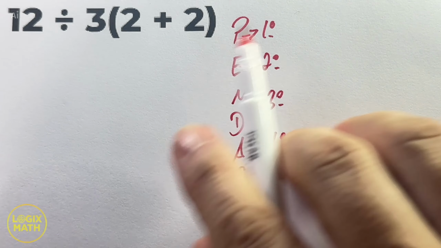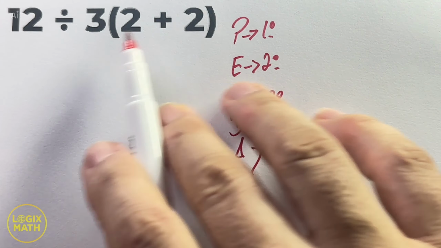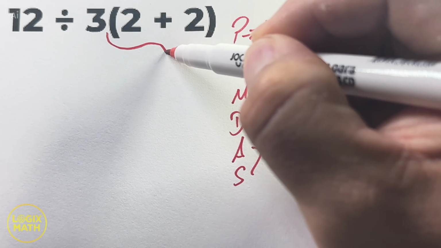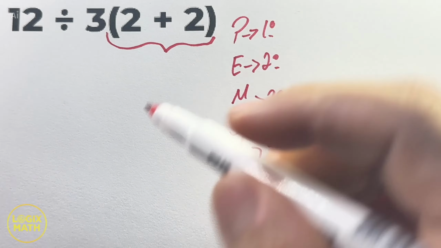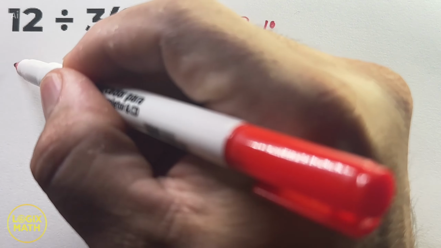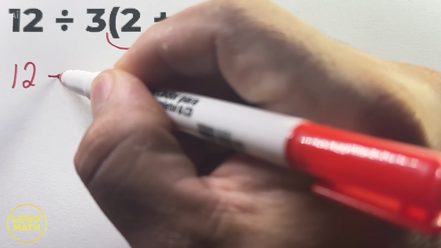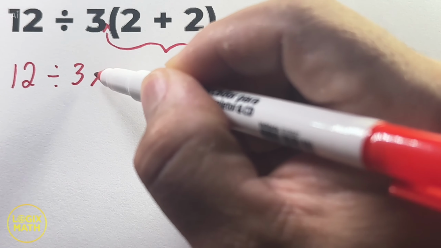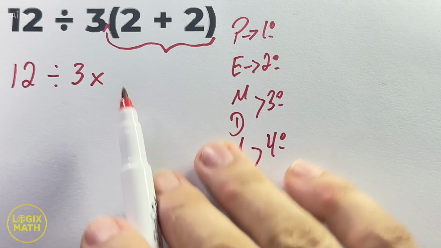First thing, are there parentheses? There are parentheses, right? All right. So first, what are we going to do? Solve the parentheses, right? So let's go. 12 divided by 3. Here there's a times, right? Times do the multiplier. 2 plus 2, which equals 4. Great. We've already solved the parentheses.